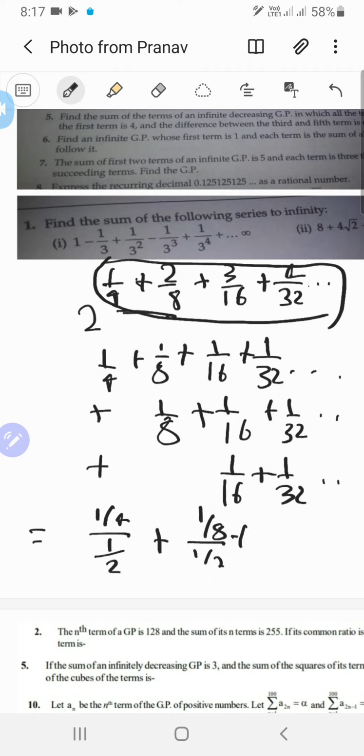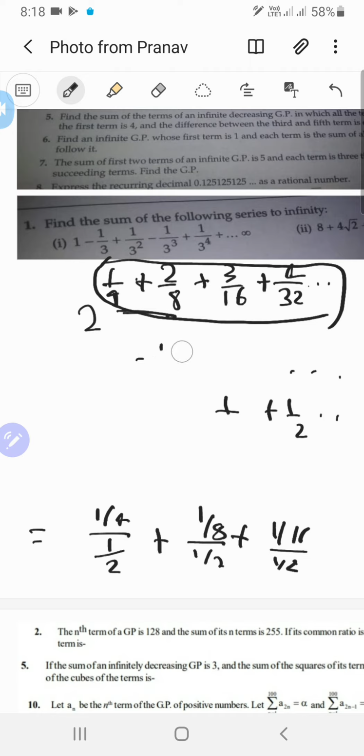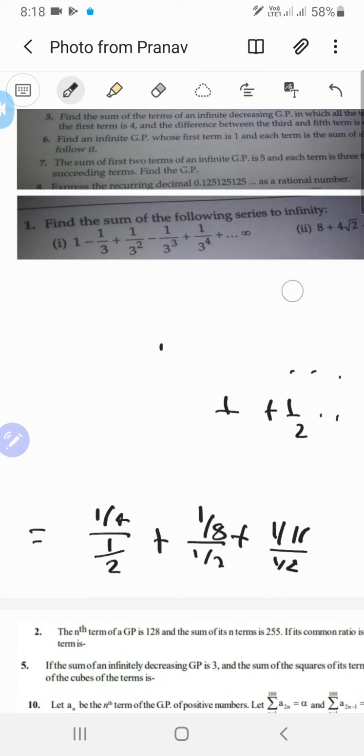Oh, that's nice, that's sweet. It's 1 by 16 upon 1 by 2. Because the common ratio is the same in all of these series, you can see that the sums of their infinite terms are also coming to be a GP. So just clean this up. This was a really good one, really made me think. So this will keep on going like that.